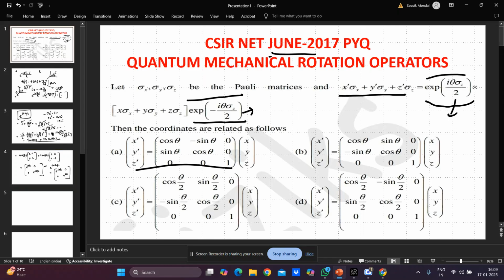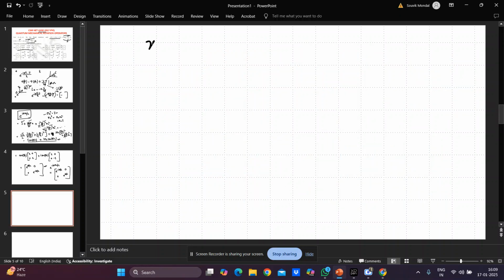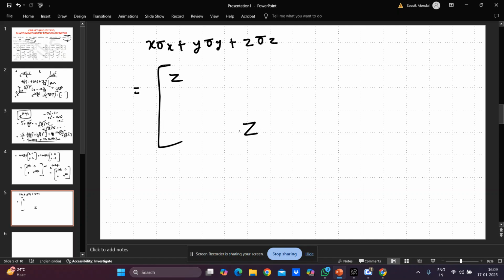Now get back to the question. You evaluated this, you evaluated this, and this thing you can evaluate. I am doing it very quickly. So x sigma x plus y sigma y plus z sigma z, right? You can find it as z here, minus z here, and here you will have x minus I y, x plus iy. You can verify it. I am doing it very quickly.